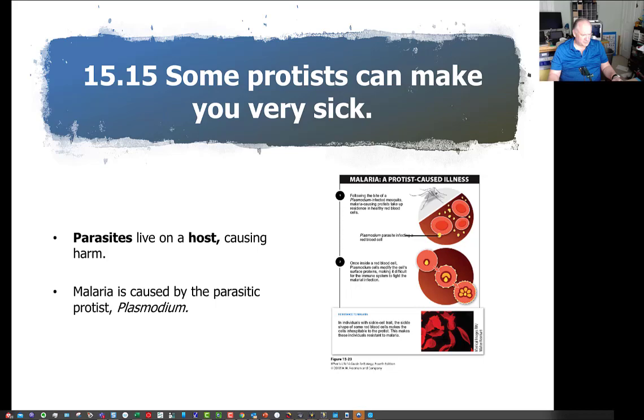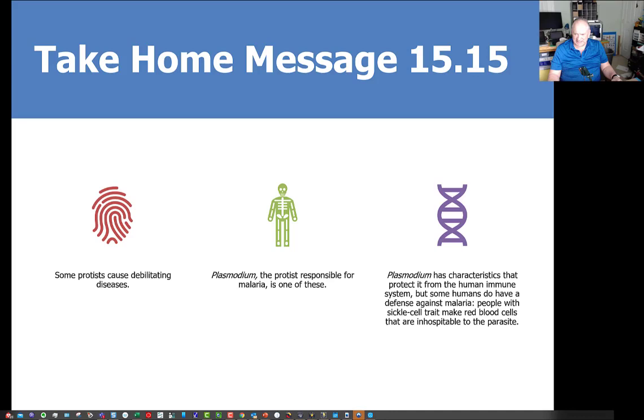So some protists cause debilitating diseases, like Plasmodium, responsible for malaria, and it has characteristics that protect it from the human immune system. They've learned to stay away from things that can try to clear it, but unfortunately it causes disease.